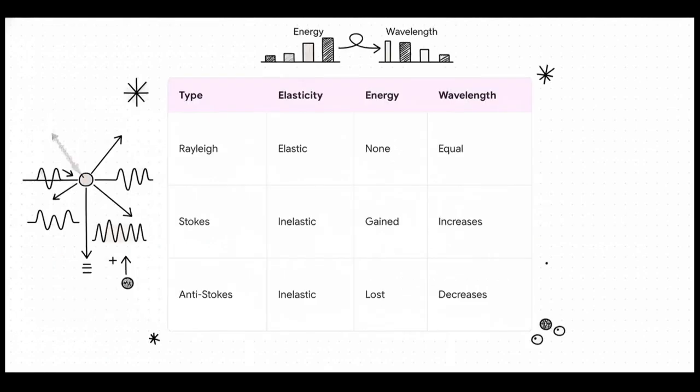To synthesize that complex energy diagram, this table neatly compares our 3 scenarios. Because energy and wavelength are inversely related, always remember that, the scattered wavelength actually increases for Stokes since the photon lost energy, and decreases for anti-Stokes since the photon gained energy.